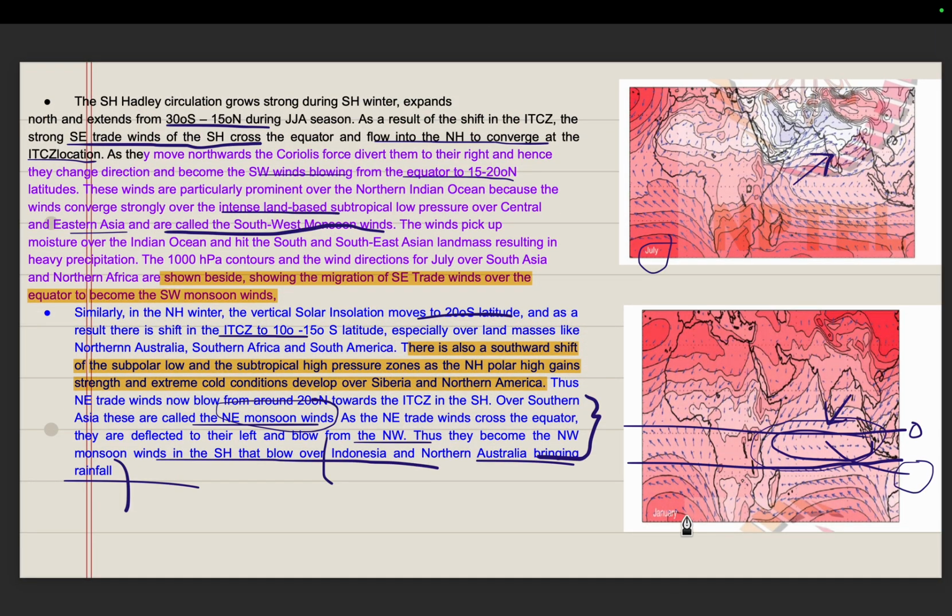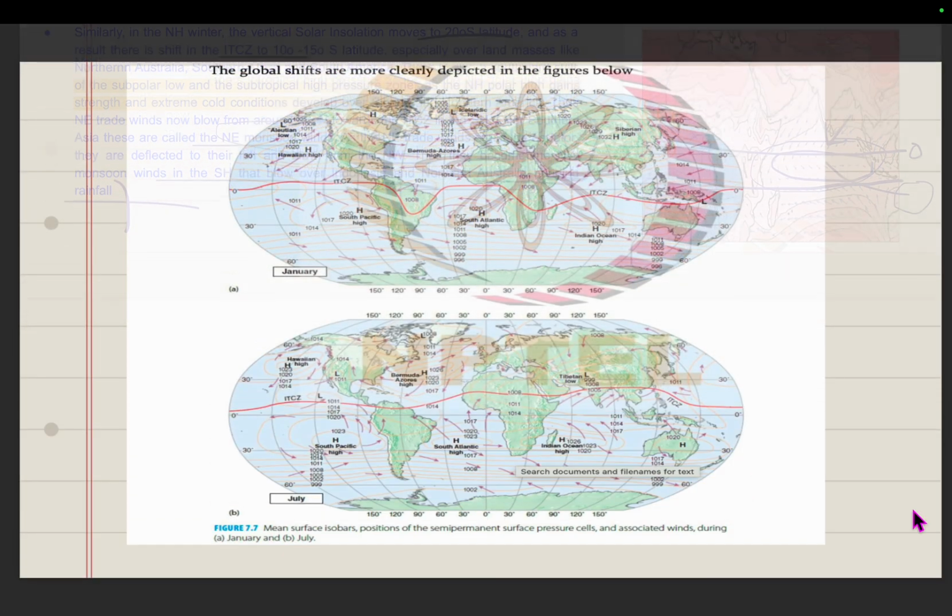In this figure, this January, yes ma'am. This was coming here, but when it crosses this 0 degree, it bends, and it creates the northwestern monsoon wind, and it is the monsoon season of the Australian continent, you can see.